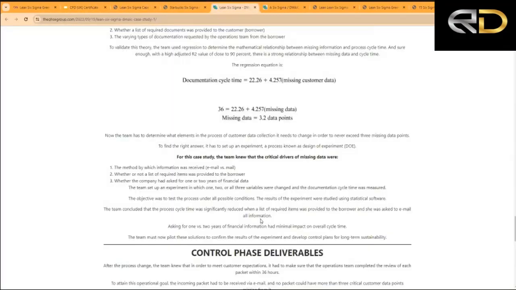Okay, so this is going to be piloted. That means for the next 3 or 4 months, they are going to be sending a checklist and also requesting this information, the application forms, to be sent via email.